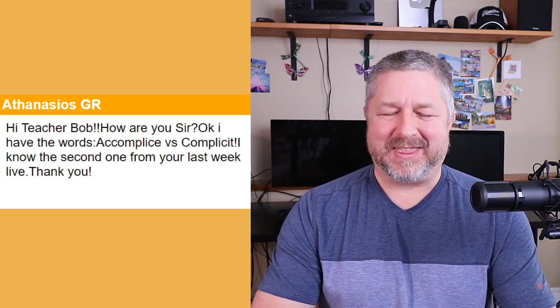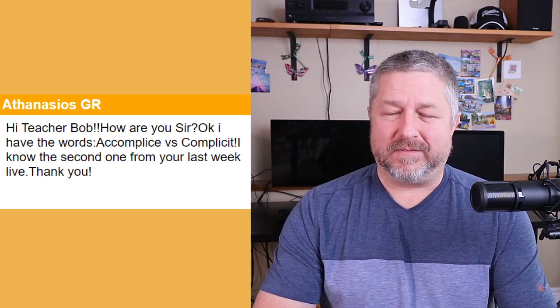The first question is from Athanasios, and Athanasios says, "Hi, Teacher Bob. How are you, sir? Okay, I have the words accomplice and complicit. Know the second one from your last live. Thank you." So when you're complicit, it means you're part of it.